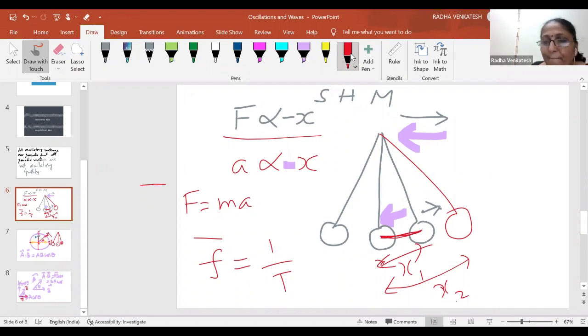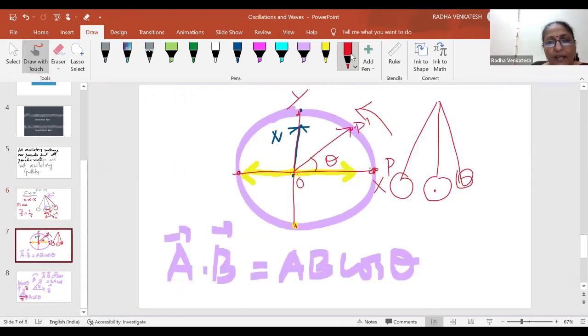So on that idea, I go here. Now here, what has happened in this projection? I am getting the same amplitude on either side, and the motion repeats itself.